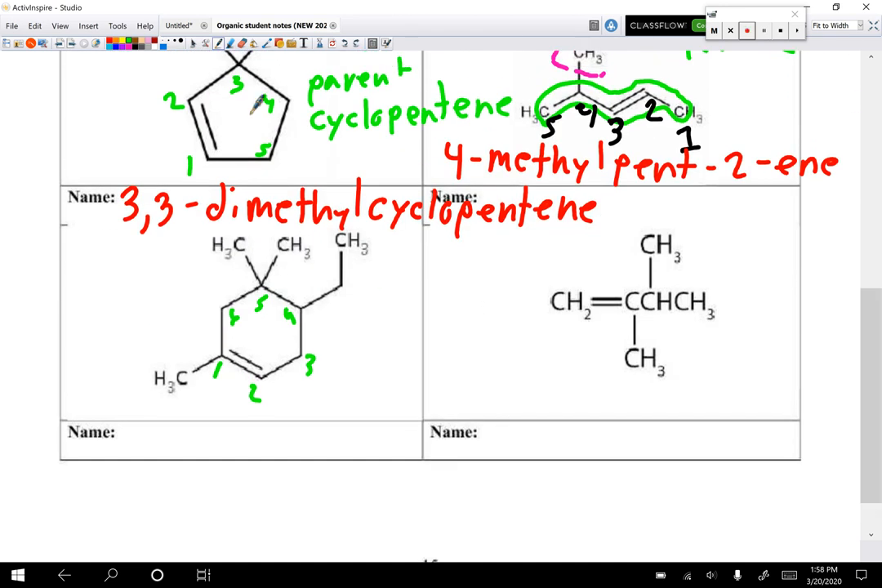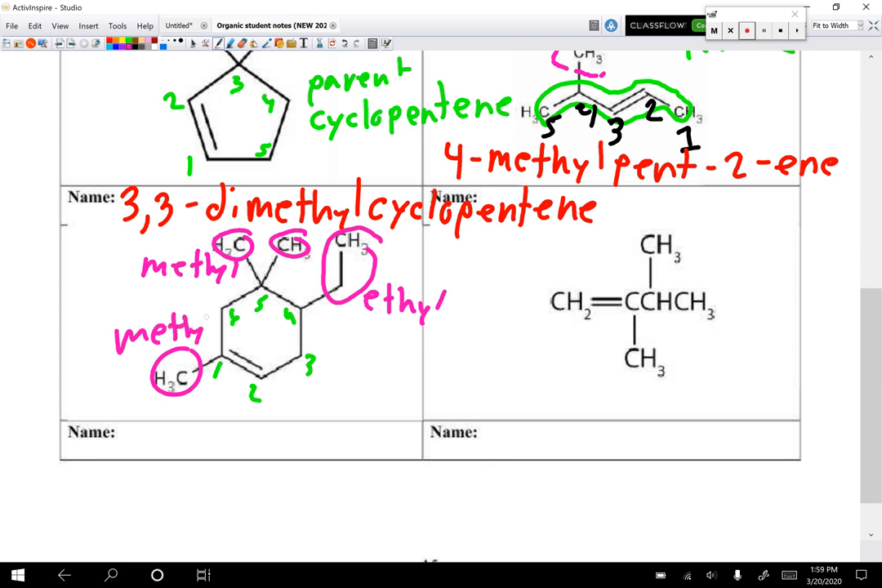So when we look at our branches, we have a bunch of methyls, and remember this one here, 2 carbons in a row, ethyl, these are methyl, and this is methyl. So when we're putting everything together, we know that we have a cycloalkene here. We have an ethyl branch, we have methyls, so we are going to have to put them in alphabetical order. So on carbon 4 right here, we have 4-ethyl.